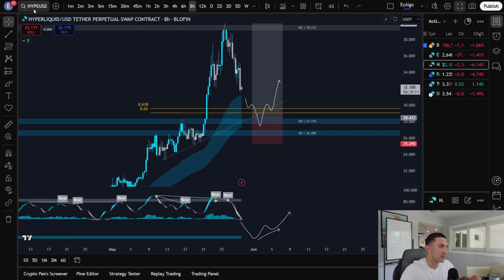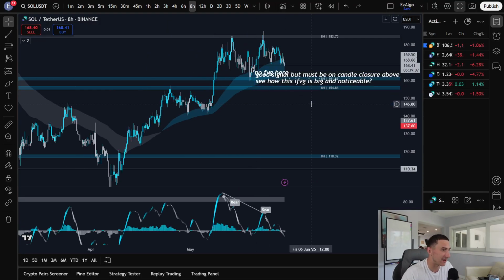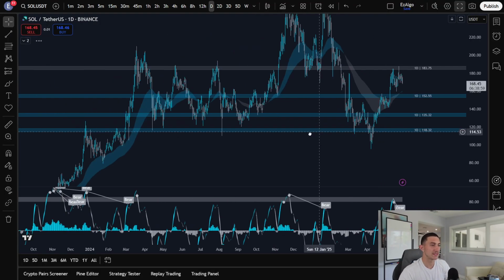I'll show you guys this on another pair as well. Obviously, Hyperliquid is a very strong pair. It won't always be that obvious, okay? So what is my bias here on Solana?